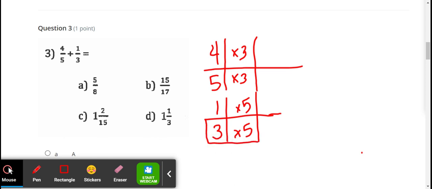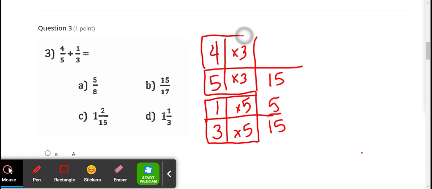We multiply the bottom here. 3 times 5 will give us 15. And then 5 times 3 will give us 15. 1 times 5 is 5. And 4 times 3 is 12.